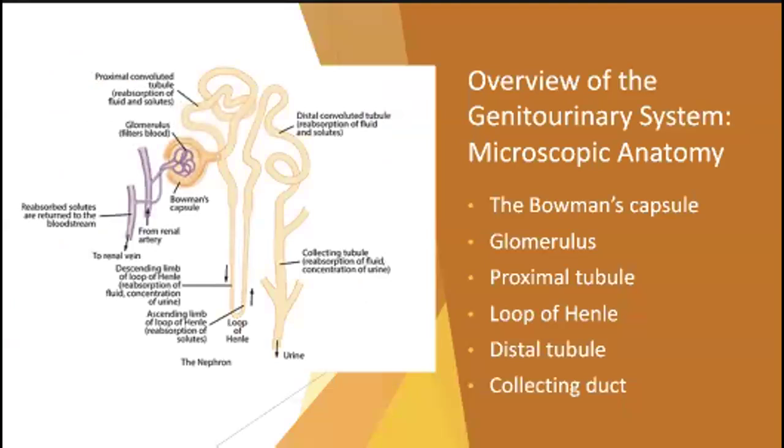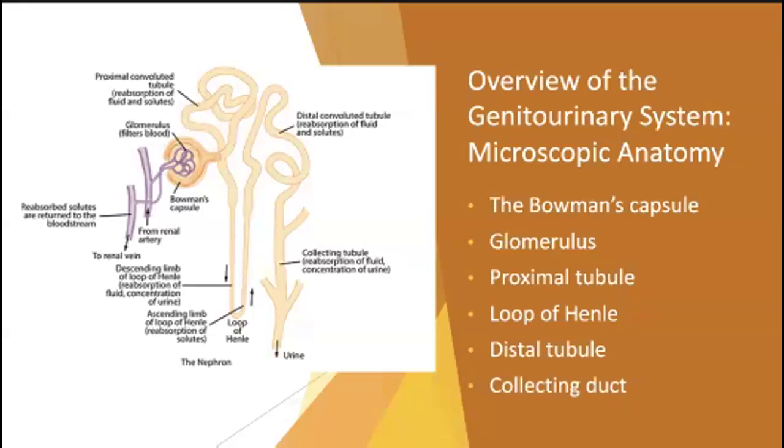The nephron is the functional unit of the kidney, each kidney contains about 1 million nephrons. They're responsible for filtration, reabsorption, and secretions of substances to form urine. The nephron structure, we have our Bowman's capsule, which is surrounded by glomerulus, which is the site of filtration. We have the glomerulus, which is a network of capillaries where the blood filtration begins.